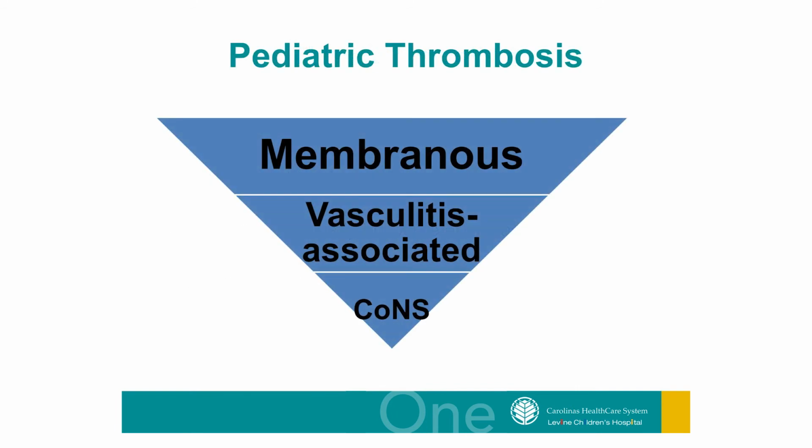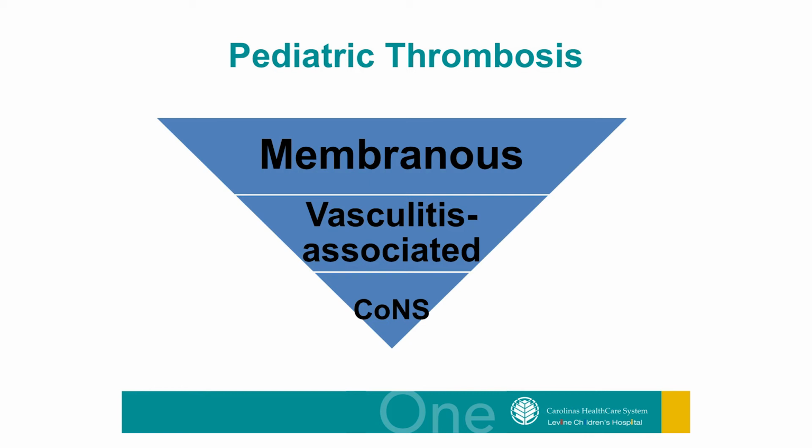This is just a little indicator that in our world and the adult world as well, membranous is by far the most common form of nephrotic syndrome that will lead to thrombosis, in about 37% of the adult world and a little less in the pediatric world. Then vasculitis-associated nephrotic syndrome, and then our really small population, the congenital nephrotics, who we have a very hard time getting controlled, and often leads to nephrectomies in that population just to get their nephrotic syndrome controlled.